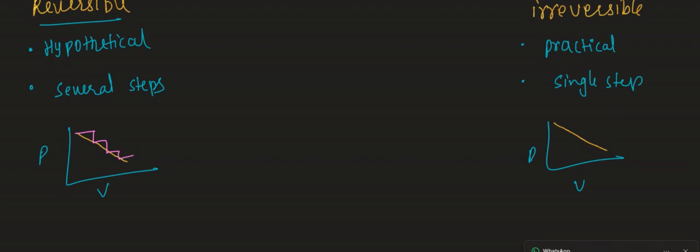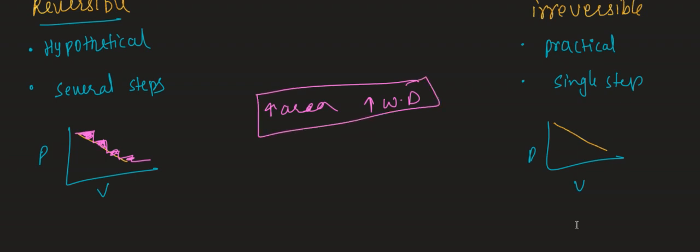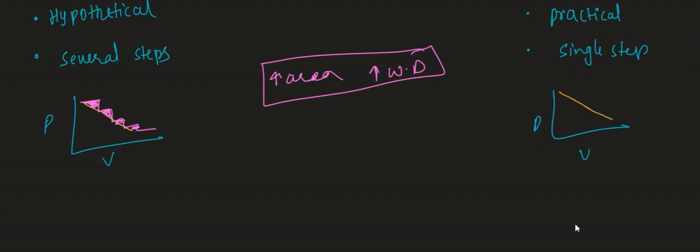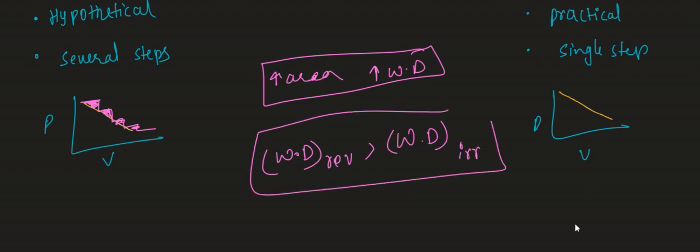Now in this case, you can see that some extra area is occupied here. Generally, we can say the higher the area, the higher the work done. So from this we can say work done reversible is greater than work done irreversible, since some extra area is occupied compared to the irreversible. You may get this in assertion-reason questions also.